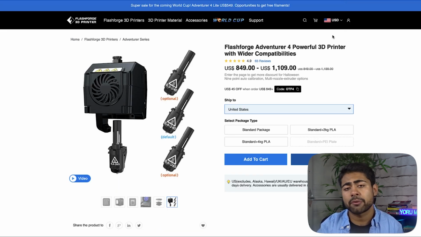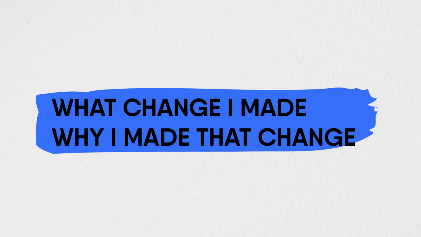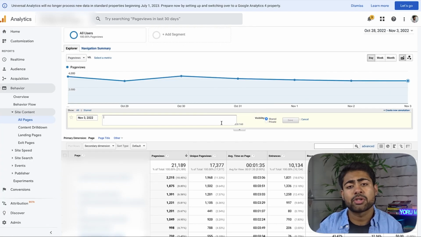When I'm doing conversion rate optimization for my own brand as well as my clients' brands, I'm always noting down what change exactly I made, why I made that change, all of those things, because later on down the line, it's going to help me understand why I made that change, because I'm pretty much going to forget why I made it 10 days later. I also won't know exactly when it was made and all of that important information.